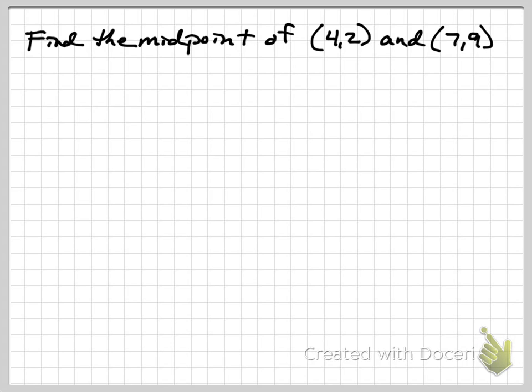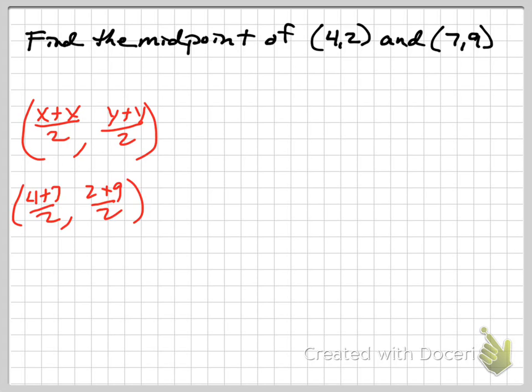You could think to yourself, on the x's, how far is it from 4 to 7? 3. So then how far is it halfway? 1.5. So you just add 1.5 to the 4. So you could do that mentally. Either way, you're going to end up with, for this one, 5.5, 5.5. Because 4 plus 7 is divided by 2, and 2 plus 9 divided by 2.